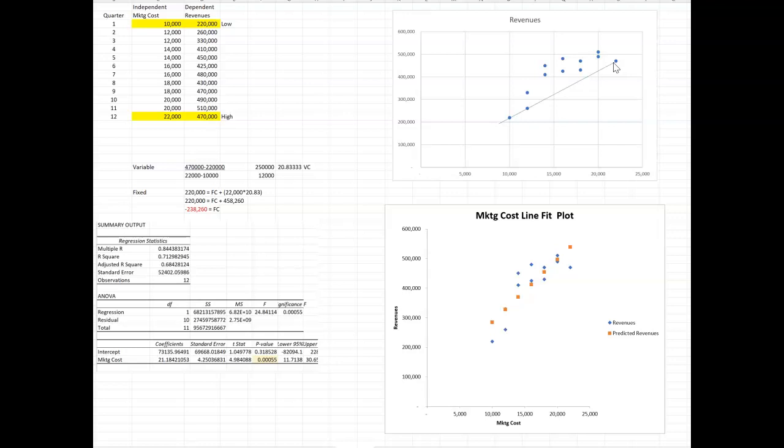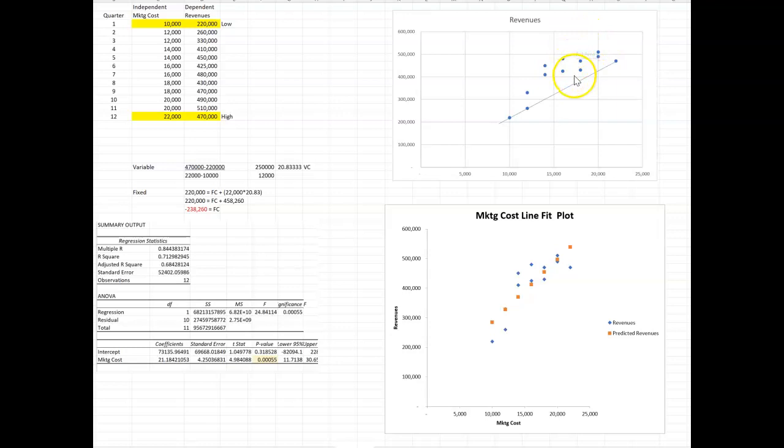We talked about this in class, but here's our high point. The high point is 470. Okay, 470 for revenues is based on 22,000 in marketing cost. And then the low that we have is the dependent variable, the revenue, which is 220, and our marketing independent variable, which is marketing cost, is at 10,000. So when you draw a line from the high to the low, you really miss all these values.